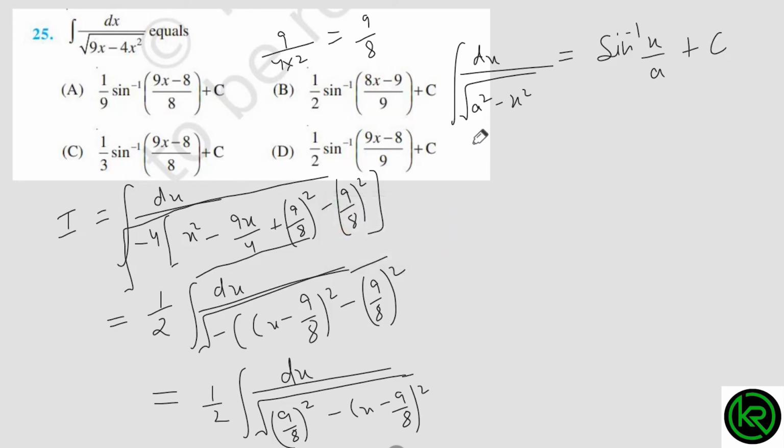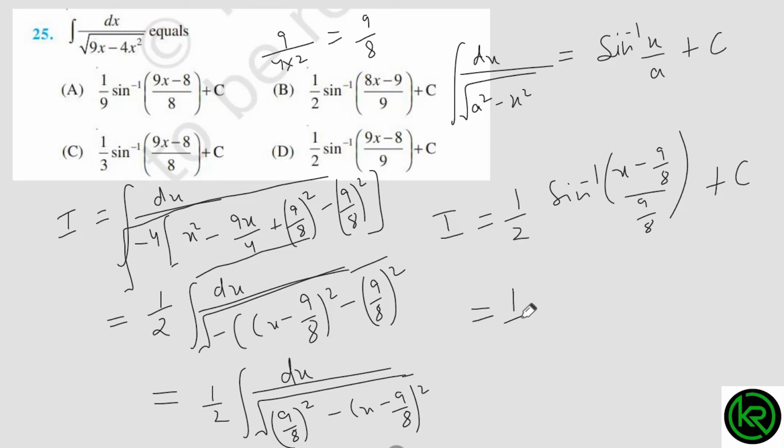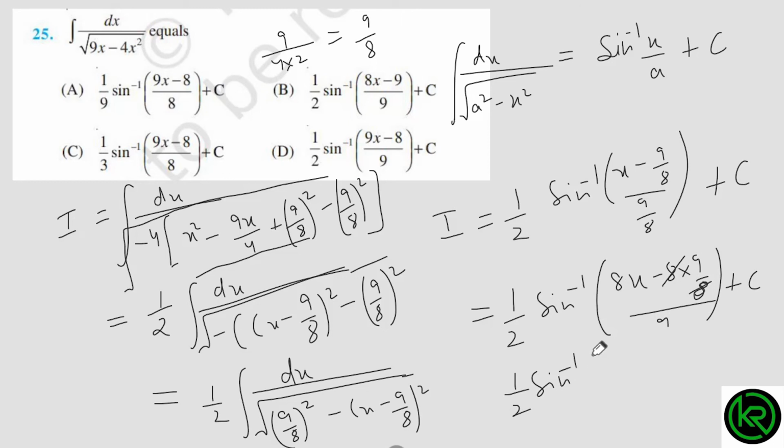So our final answer will be half sine inverse of x minus 9 by 8 upon 9 by 8, plus c. So half sine inverse of 8x minus 8 multiplied by 9 by 8 upon 9, plus c, and this 8 will cancel each other, so you will get half sine inverse of 8x minus 9 upon 9, plus c. This is our final answer, and it matches with option B, so B is correct.